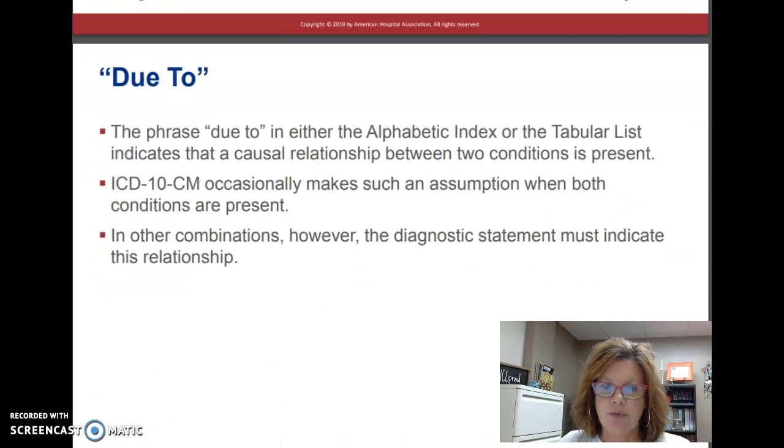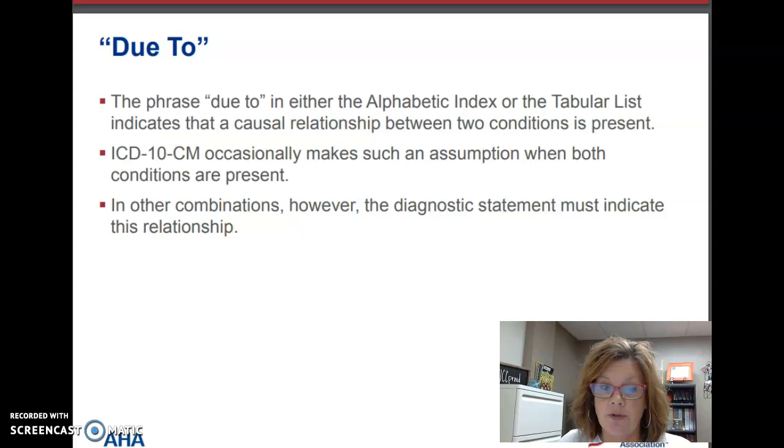Okay, so "due to." If we have the "due to," it indicates a causal relationship between the two conditions. So again, we make such an assumption when both conditions are present. So usually we have to have, again, something that's going to say it's due to. So what else do I need to code?